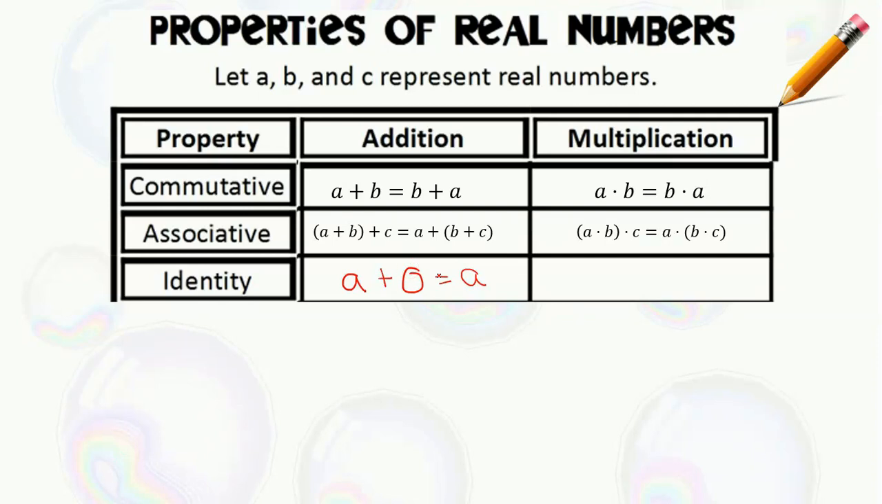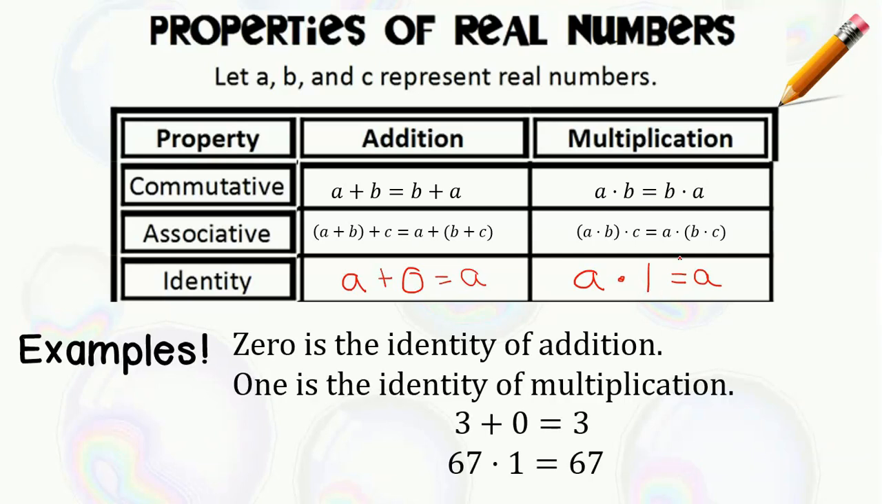Well, what can I do for multiplication? A times what will give me just A again. So A times a number. What number is going to give me that? Just 1, right? So we're going to call 0 the identity of addition. And 1 is the identity of multiplication. So that basically means that when I add or multiply by those numbers, I get the same answer. So 3 plus 0 equals 3, 67 times 1 equals 67. Not too hard, right? You've known about those for a while. You just never knew they actually had a name for them.